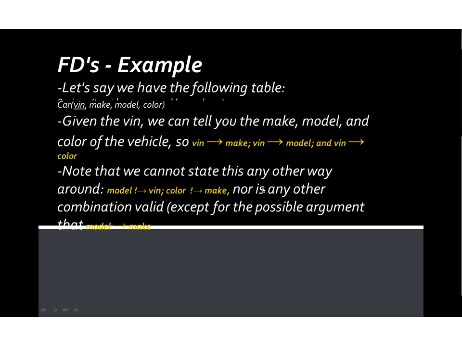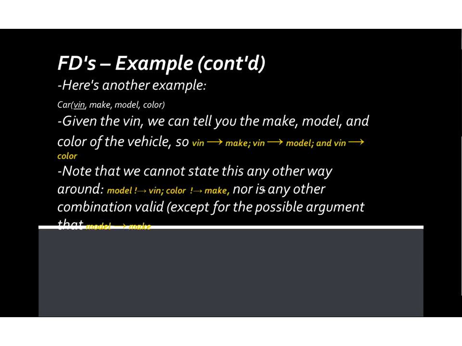And I just want to head further within our example. We have car, VIN, make, model, color, okay? Given the VIN, you can definitely find the make, model, and color of the vehicle, okay?